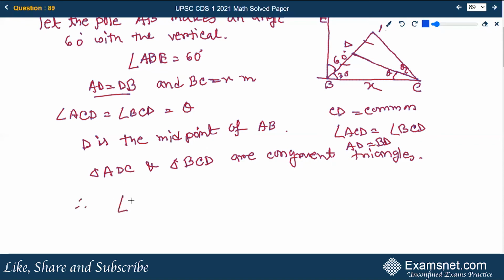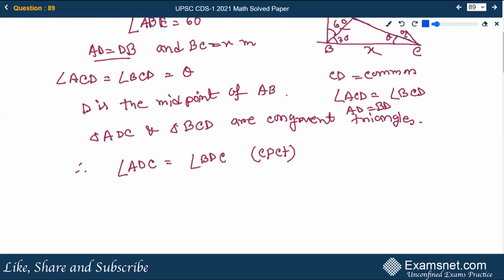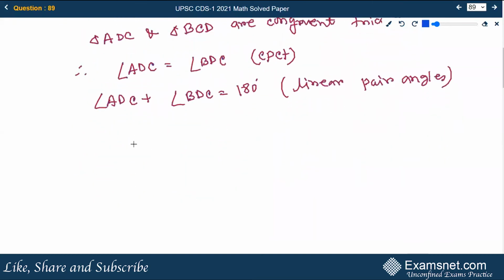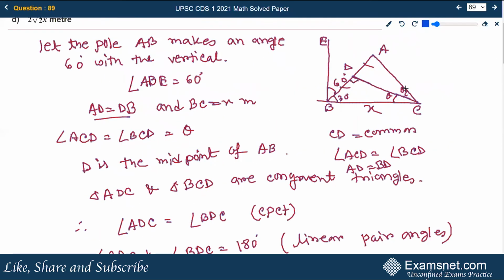Therefore, angle ADC equals angle BDC, by CPCT, corresponding parts of congruent triangles. And also we can see they are linear pair angles as well. So the sum of linear pair angles, we know, is 180 degrees. Now since these two are equal, I can further write 2 BDC equals 180 degrees, that is BDC is 90 degrees. So these two triangles are right angle triangles as well.